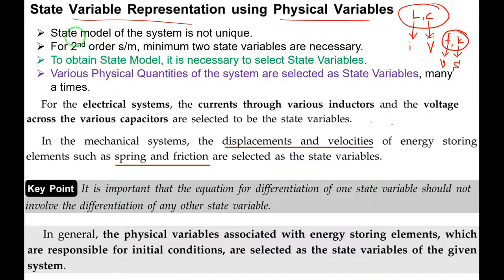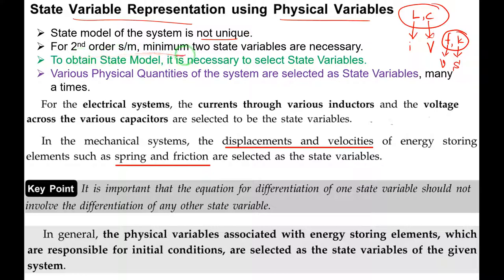You can see here that the state model of the system is not unique. How to obtain the state model, I will tell you next by taking one example of an electrical network in detail. If I draw, I will get one state model, and if you draw, you will get another state model. I will tell you why it is not unique.